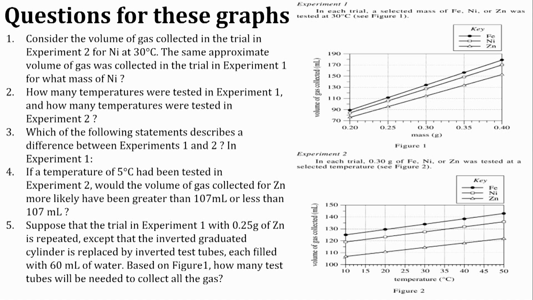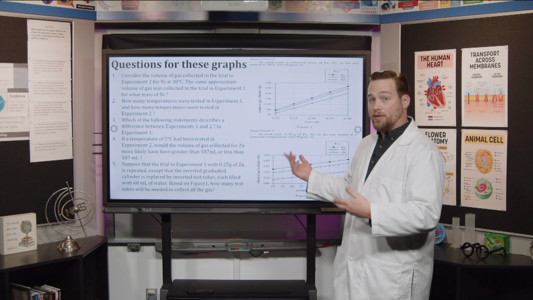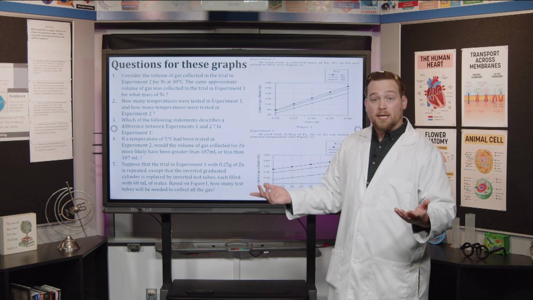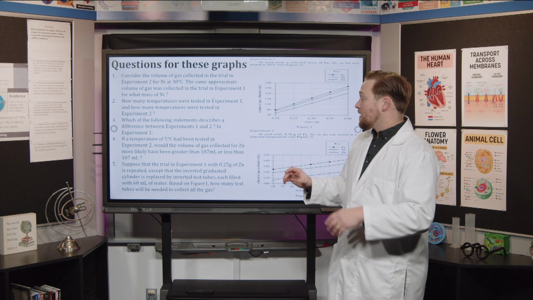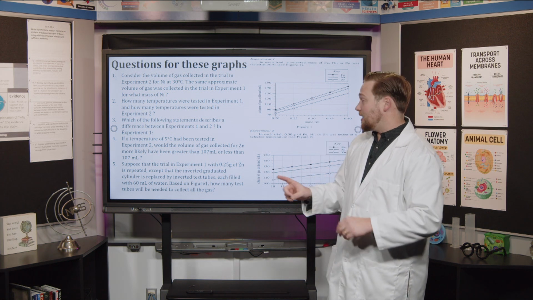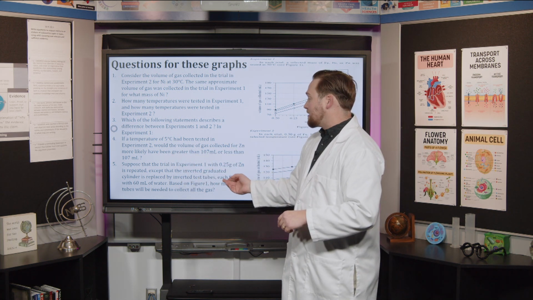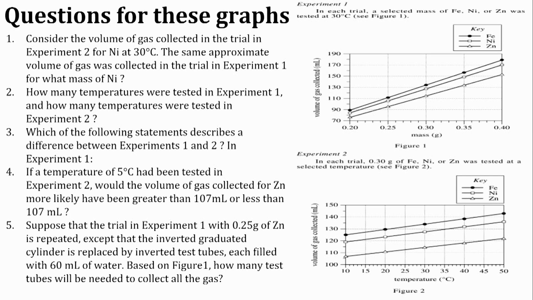First of all, like I said, we did not read the background information on this, how this experiment was conducted. For these questions, we didn't really need to read it because most of the information is right on the graph. There's a bit here that we're not getting. So it's saying, suppose that we did the trial the exact same way, except the inverted graduated cylinder is replaced by inverted test tubes. So obviously they are using graduated cylinders here. We just didn't know that because we didn't read the explanation of the experiment.